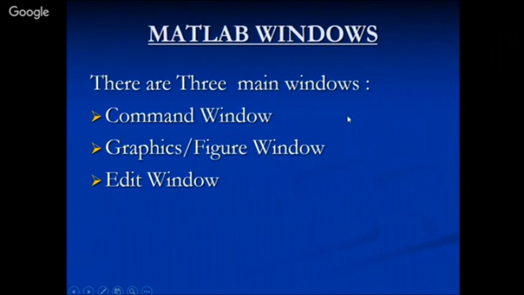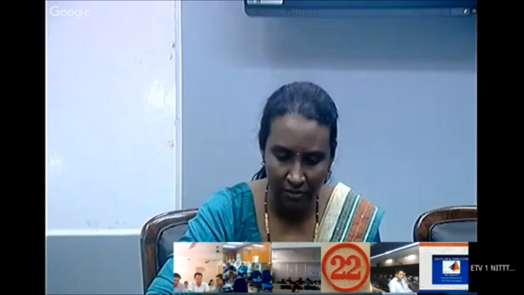In the MATLAB window, there are mainly three windows: the command window, the graphic or figure window, and the edit window. I already showed you these. The command window is the place where you wrote the X value. In the graphic or figure window, the graph came up. The edit window I didn't show you. The edit window is nothing but the M file, where you create the M file. I'll show you that in a second.